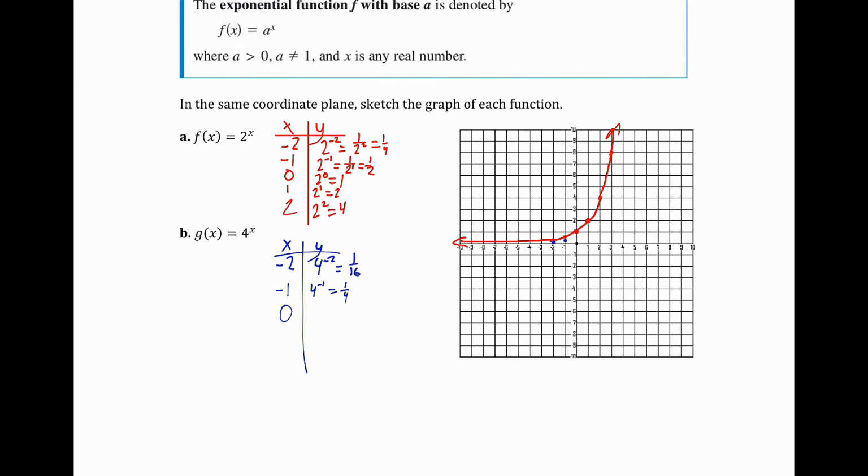Plugging in x equals 0, we got 4 to the 0, which is 1. So that's going to share the same point. 4 to the second. Or sorry, 4 to the first. Getting a little ahead of myself. 4 to the first just gives us 4. So we plot that on the graph. We're up here. Plugging in 2, sorry, we got 4 squared gives us 16.